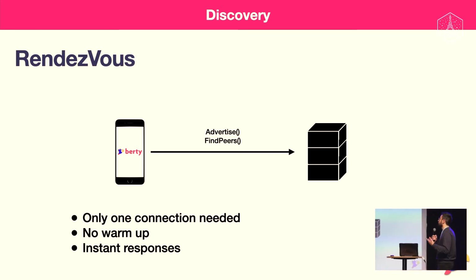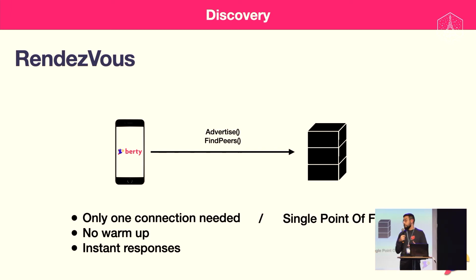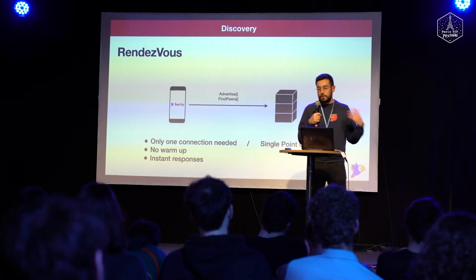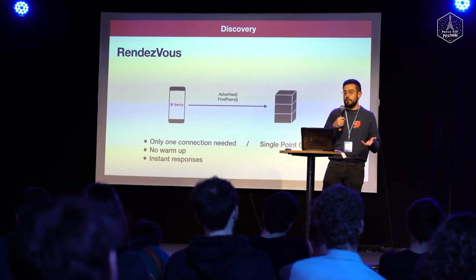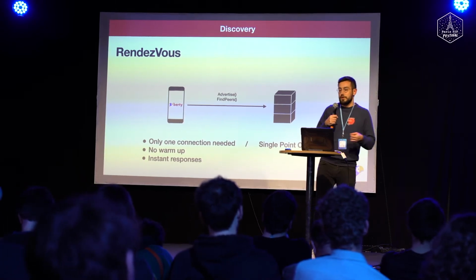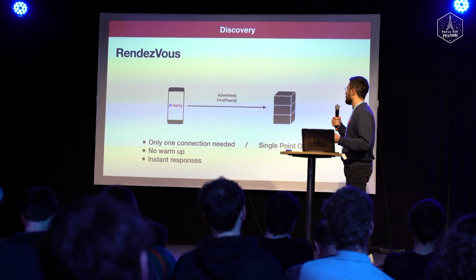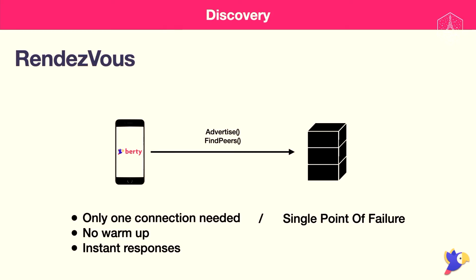So you just advertise and find peer on it. Only one connection is needed to its server. You have no warm-up time and it's an instant response, but it comes with a downside because it's a single point of failure, of course, because it's centralized. You really need a rendezvous point like a tracker that doesn't contain any data, and you can change it very simply. But it's centralized, so that's it. Actually, it's the very opposite of a DHT.